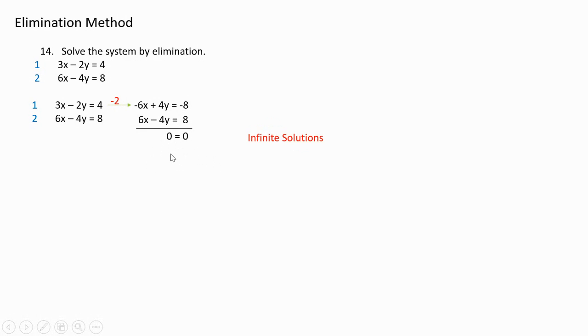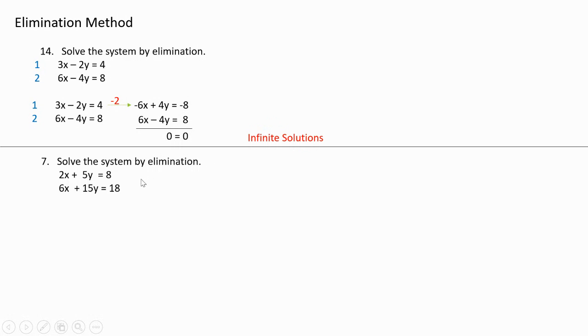That means you can have infinite solutions, not only one solution. Okay? Now, what happens when you get something like 0 equals a number? Okay, like for example, this situation here.